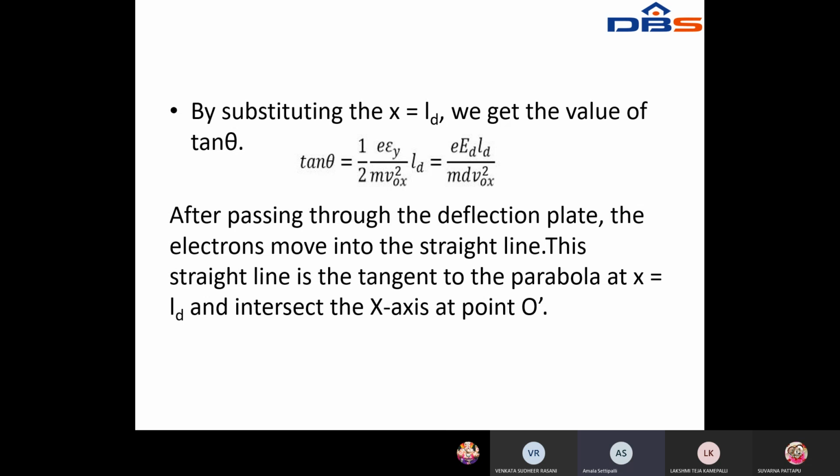Here 2 is not there, but here 2 will be coming. So this is a printing mistake. So tan theta equal to eE_y by m v_0 square into l, so e into E_d l by m d v_0 square. After passing through the deflection plates, this electron moves in a straight line.